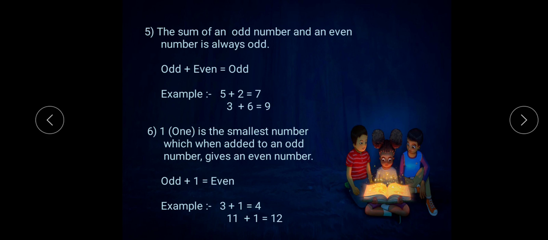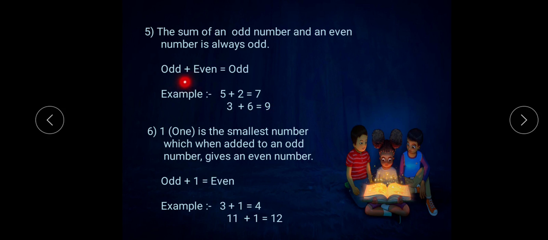The fifth point is that the sum of an odd number and an even number is always odd. That is, if one number is odd and one number is even, the answer will be odd. For example, 5 is an odd number and 2 is an even number. The answer is odd. 3 is an odd number and 6 is an even number. So the answer is odd.